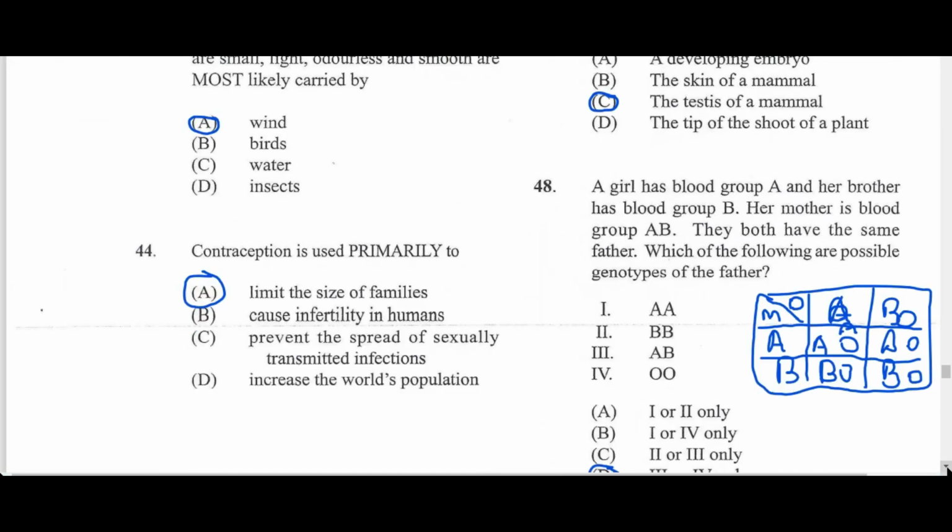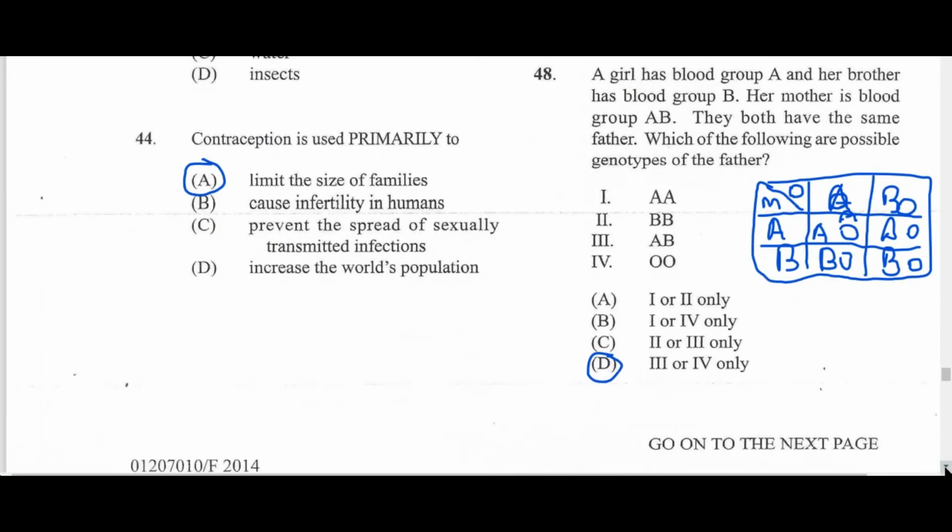48. A girl has blood group A and her brother has blood group B. Her mother is blood group AB, heterozygous. They both have the same father. Which of the following are possible genotypes of the father? For this particular question, once you have done adequate practice with your genetic crosses, you can choose to just randomly pull something from the list that is here, and that would nicely help you to cross.